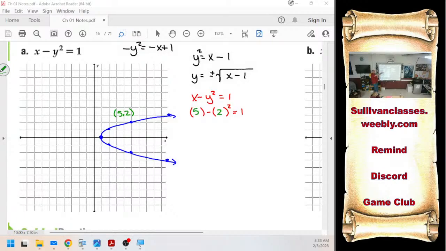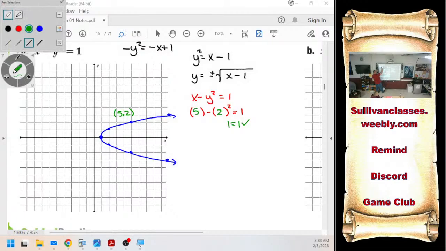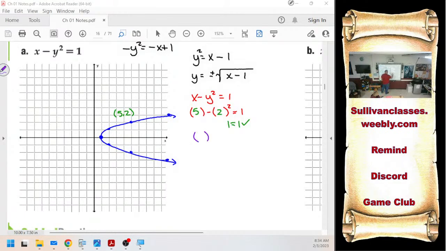Okay, does this actually work? Does 1 equal 1? Okay. So I've shown that this coordinate is indeed on my graph. To show that it's symmetric to the x-axis, what do I do? I negate the y, right? So if 5, 2 is on my graph, 5, negative 2 should also be on my graph. So I'm going to plug in 5, negative 2. Does it work? Yay!